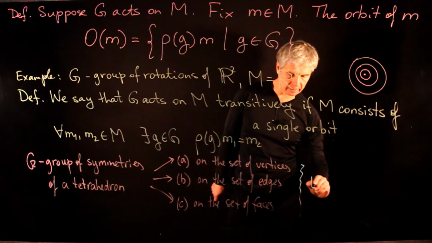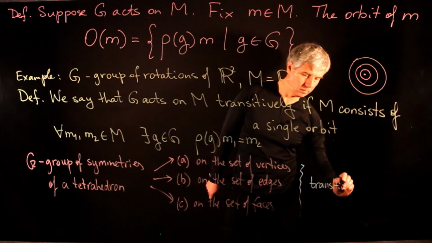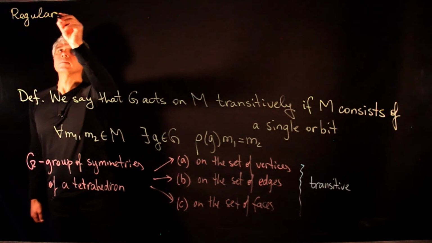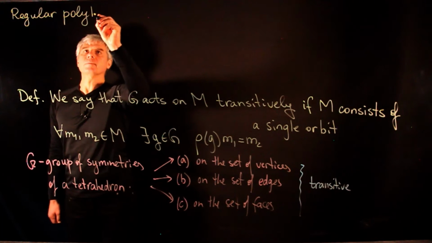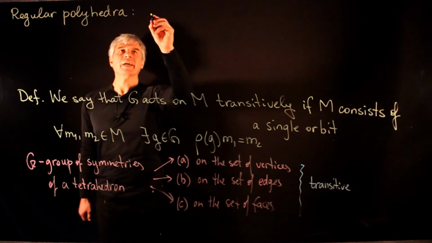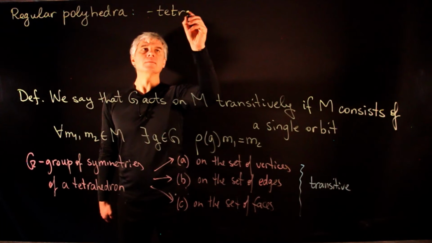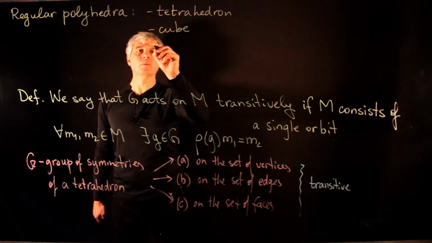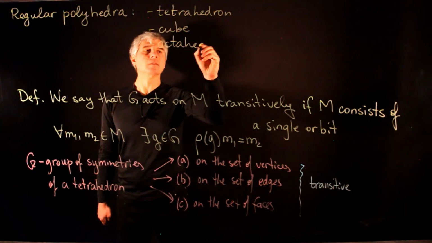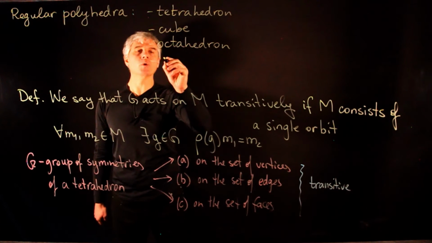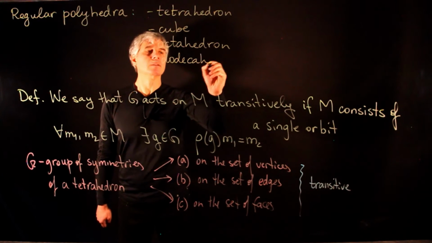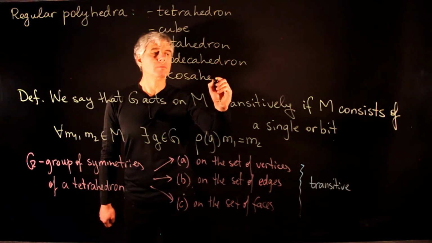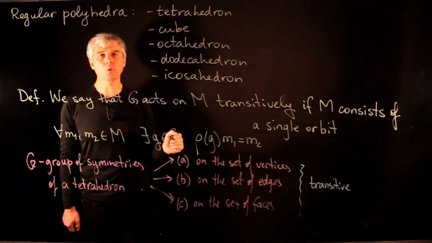And all of these actions are transitive. Let us list regular polyhedra in 3-dimensional space. So we have a tetrahedron, we have a cube, we have an octahedron, we have a dodecahedron, and finally we have an icosahedron. So these are called Platonic solids.